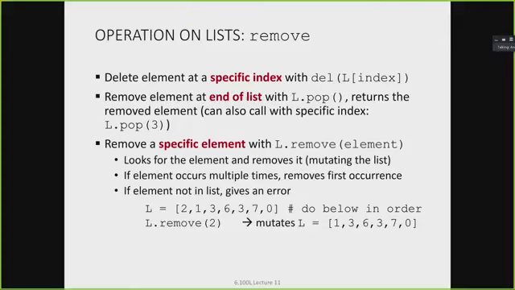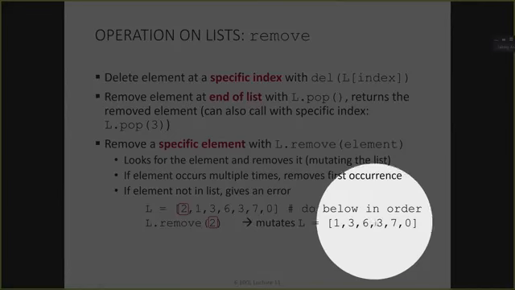Okay. So let's start with this L. If we say L.remove(2), Python will look for the element whose value is 2. Well, there it is. It's at the front of my list. That's fine, and Python will remove that element. So this list will now be one element shorter, and that 2 is going to be gone. The list L will now be mutated to be 1, 3, 6, 3, 7, 0.